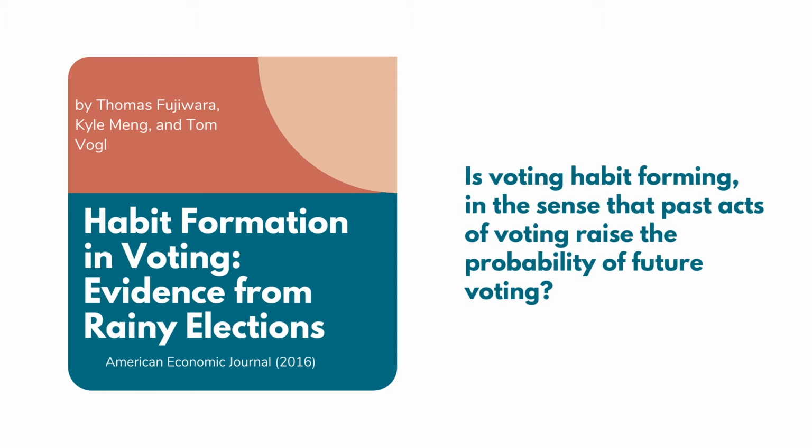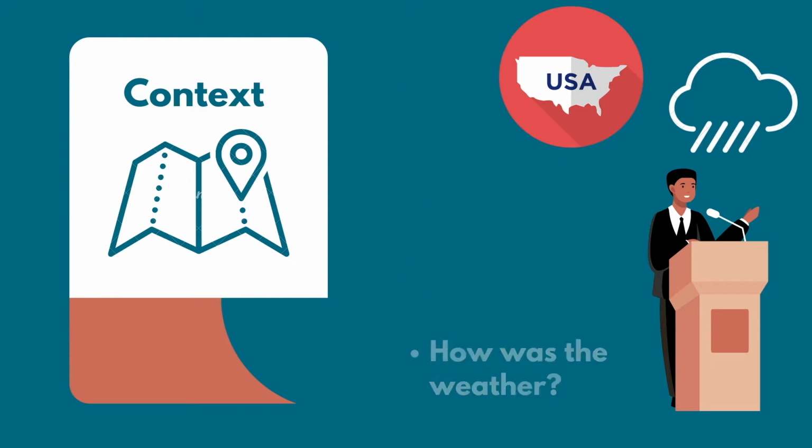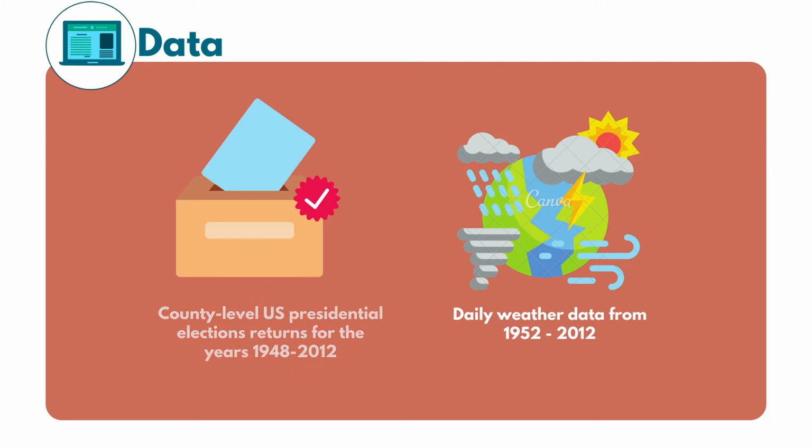In order to answer the research question, the authors take into account the USA presidential election days from the time period of 1948 to 2012, and specifically, they care about how the weather was in the days prior to the elections and the days of the elections. So, for the experiment, they gathered the following data: county-level US presidential election returns for the years 1948 to 2012 and daily weather data from 1952 to 2012.